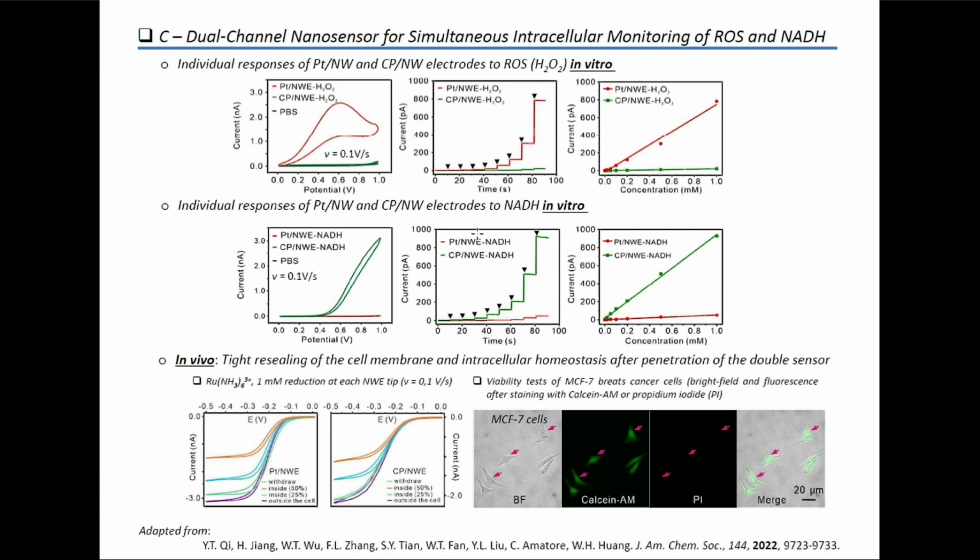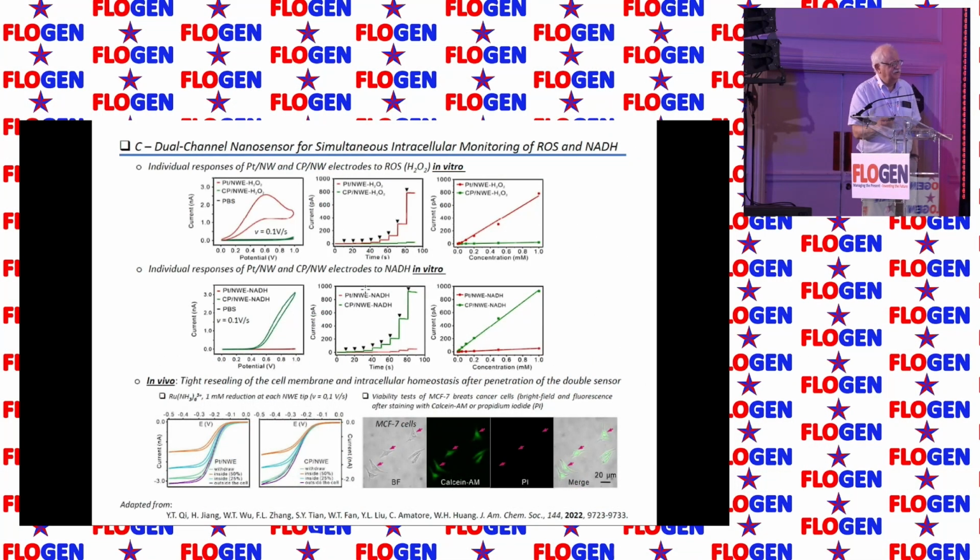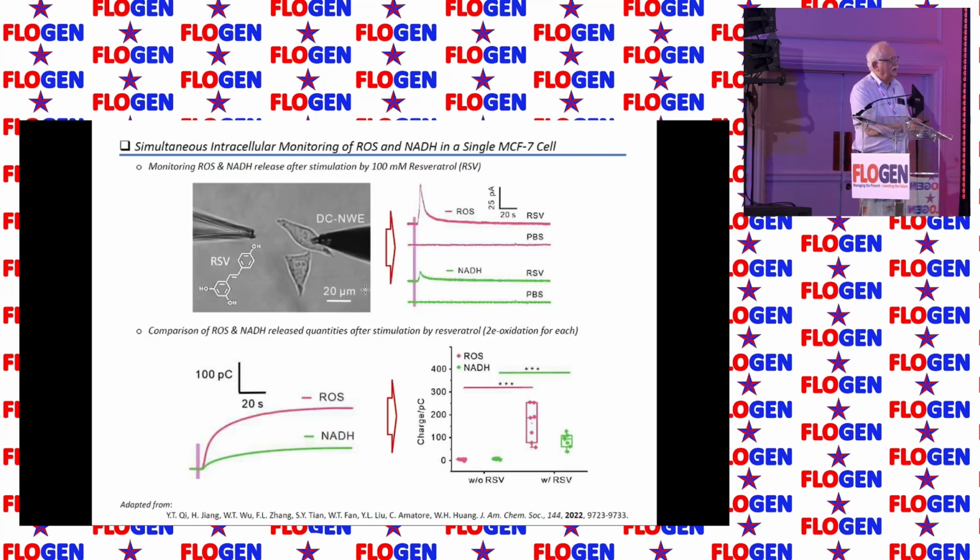is that there is a real seal of the membrane. We can detect that also with a classical system to show that the membrane of the cells is not altered after. The metabolism of the cell is not altered after. So now we can do the experiment.